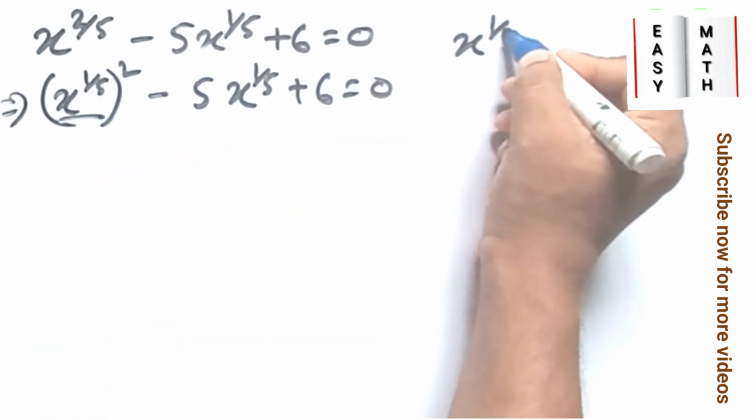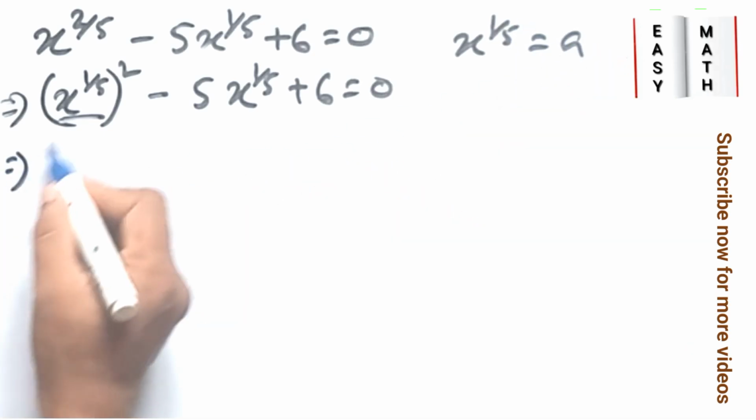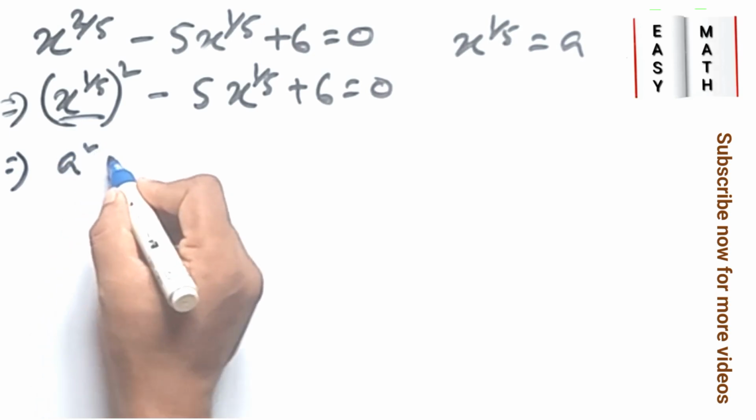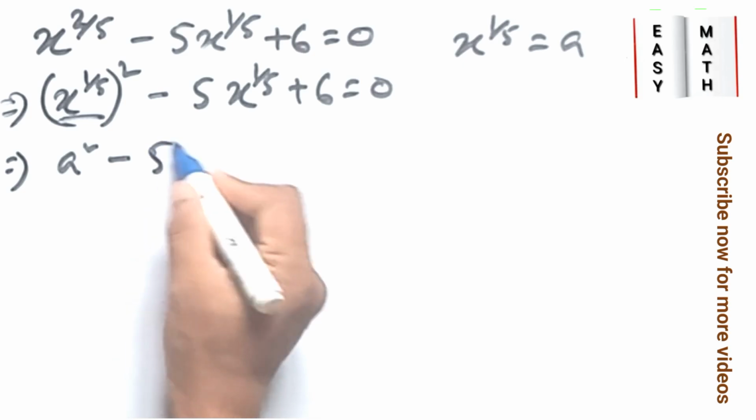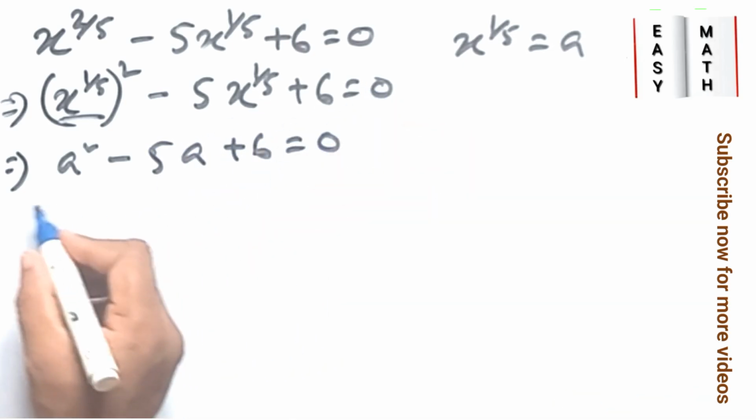Now this x to the power 1 by 5, we take this a, so now we can write a square minus 5a plus 6 is equal to 0.